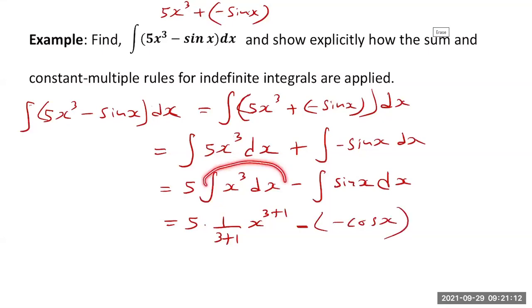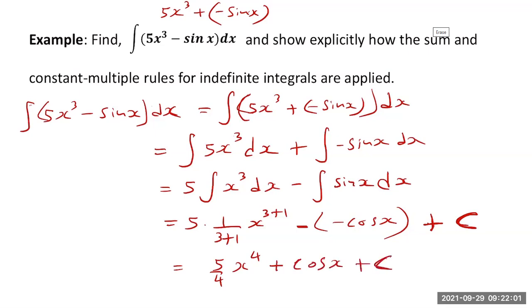Remember, when I take the indefinite integral here, I did not put a plus c here, right? Here also I get a plus c, minus cosine x plus c. I don't have to put two different constants. I can put a common constant for both of these functions. So if you simplify this, you get 5 over 4 times x to the power 4 plus, of course, cosine x plus c. All right, that completes that example. Let's move on.